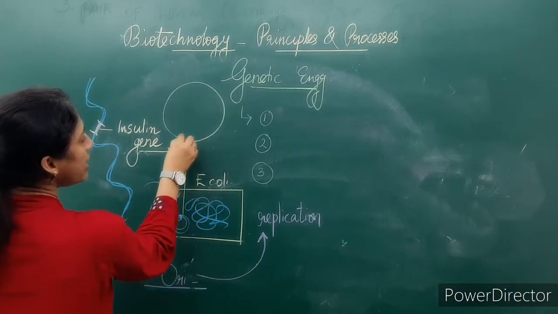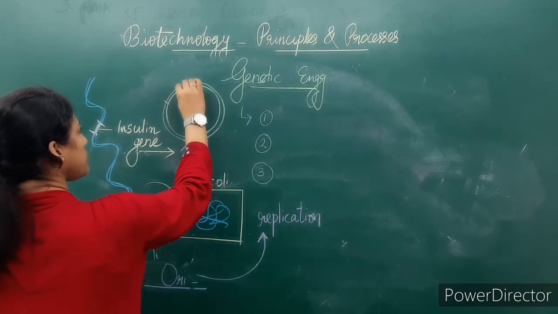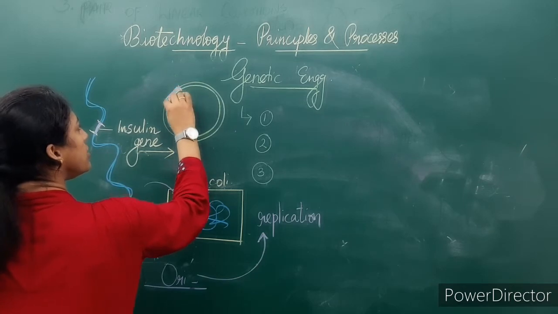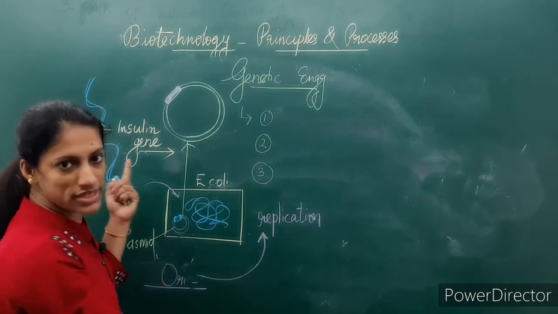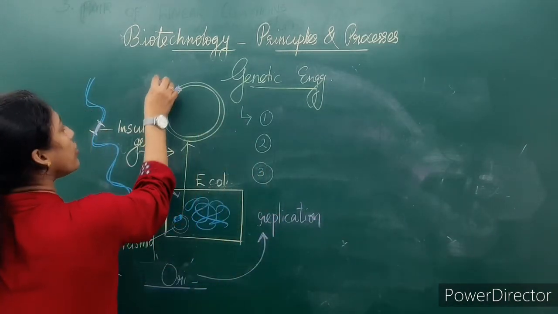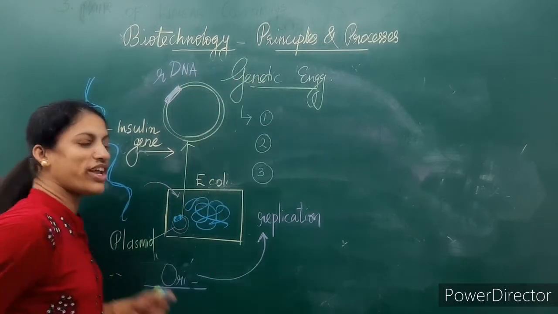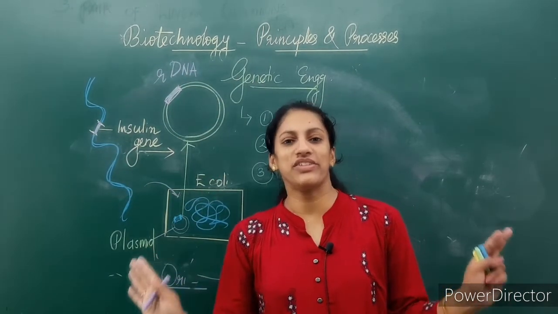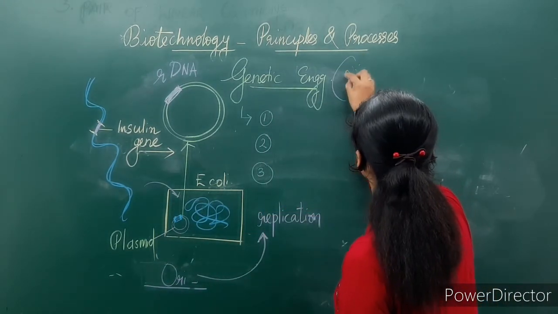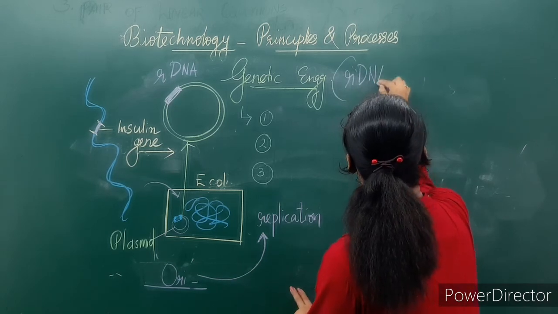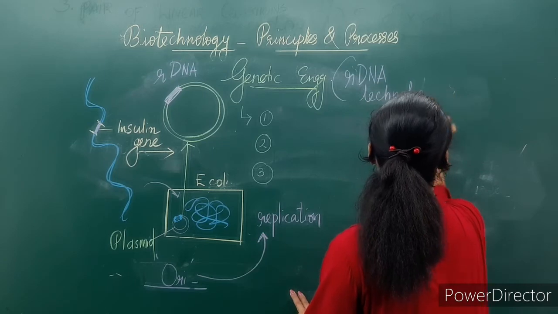So we can say, if a plasmid is recombined with the insulin gene or any DNA segment, then we can call it a recombinant DNA. So genetic engineering is also known as recombinant DNA technology, rDNA technology.